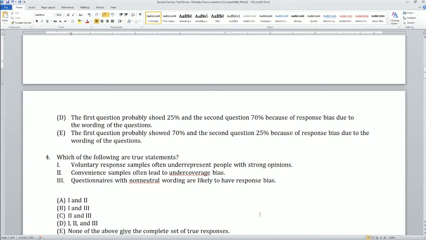Because of the response bias due to the wording of the question. Does the wording of a question affect the percent response? Yes, it does. D and E are your two choices. The only difference between D and E is which one is 25 and which one is 70.